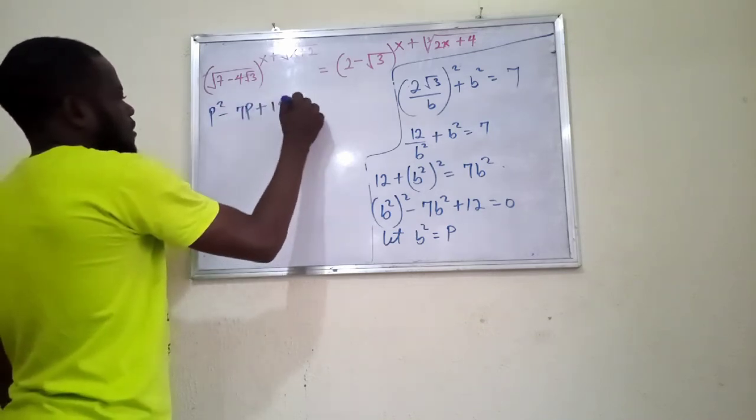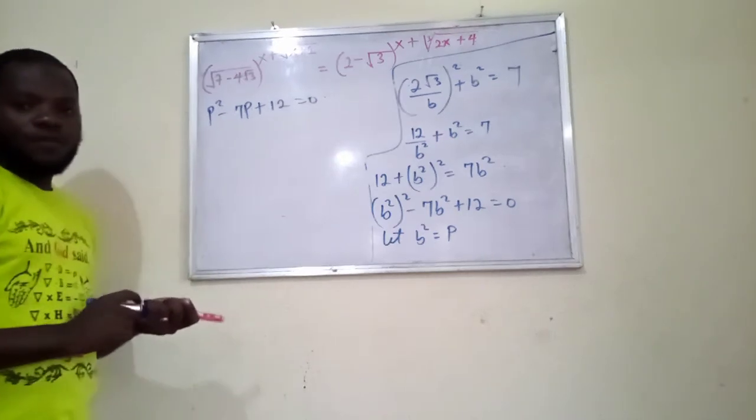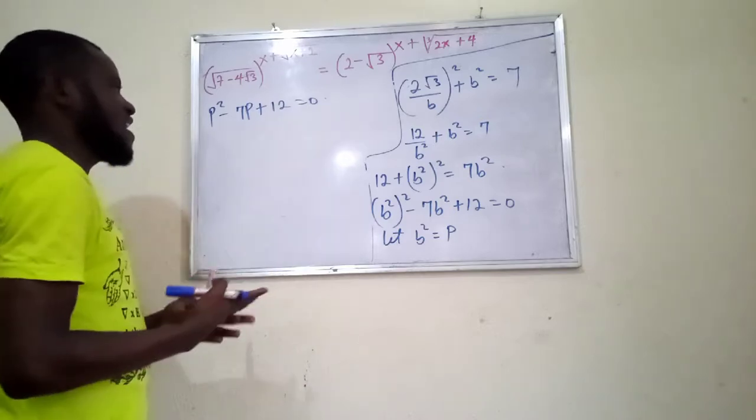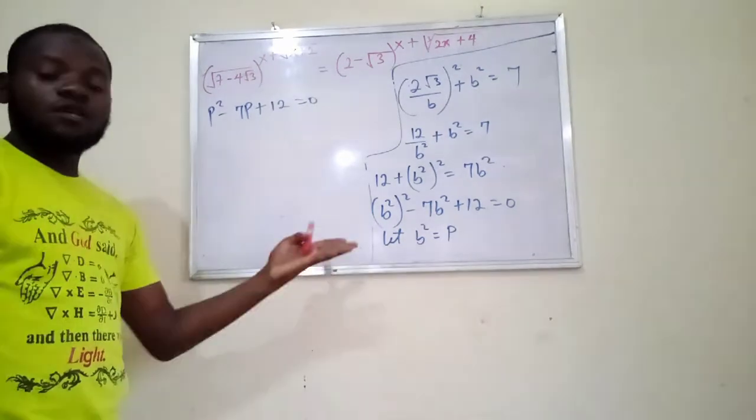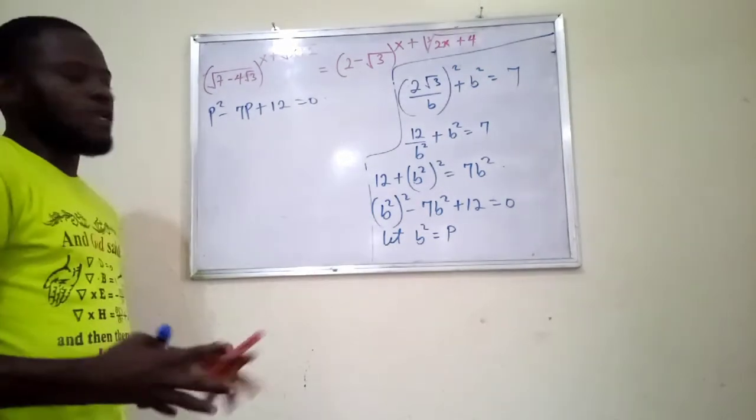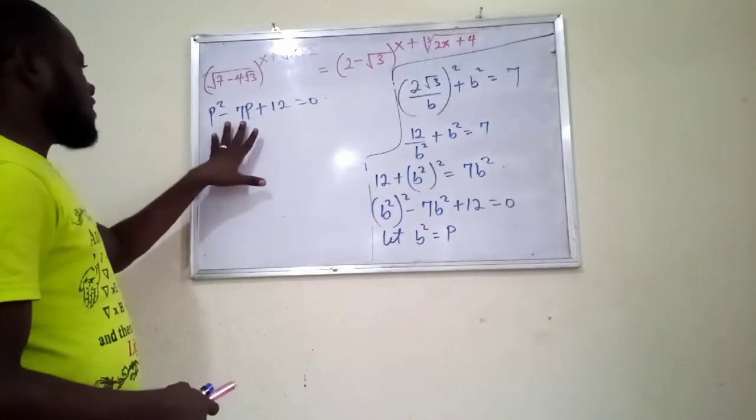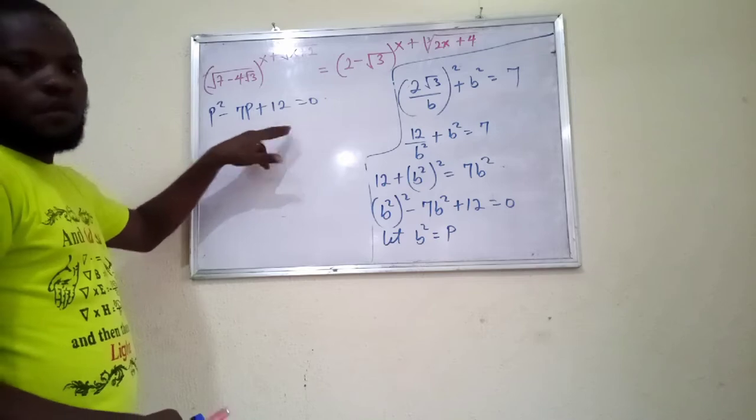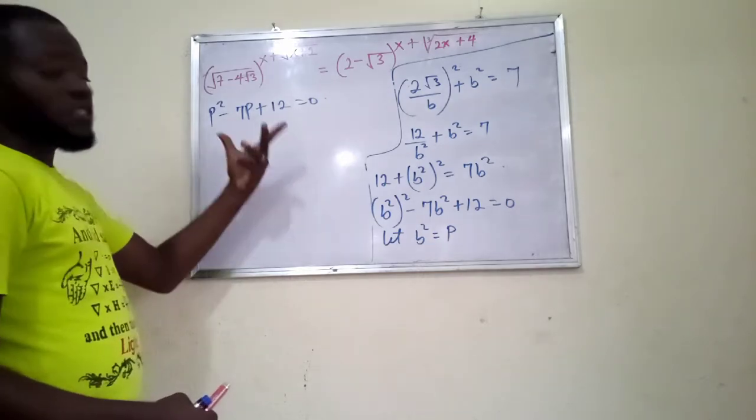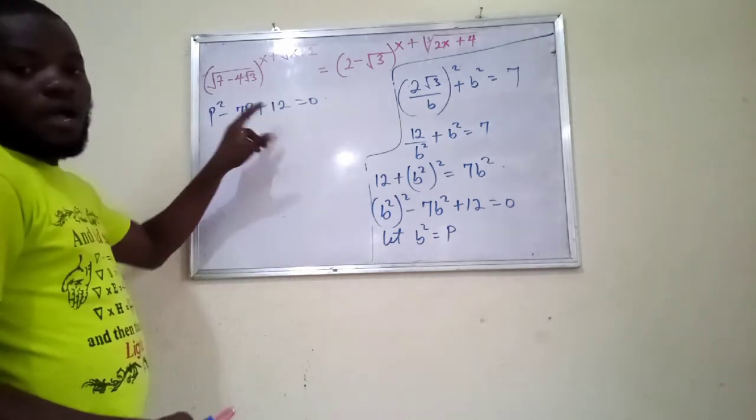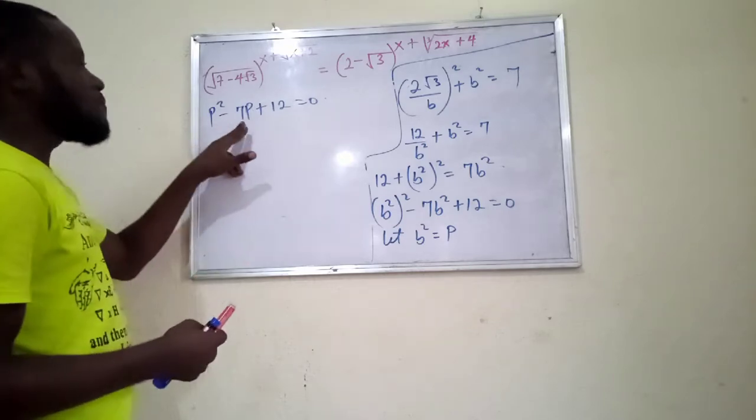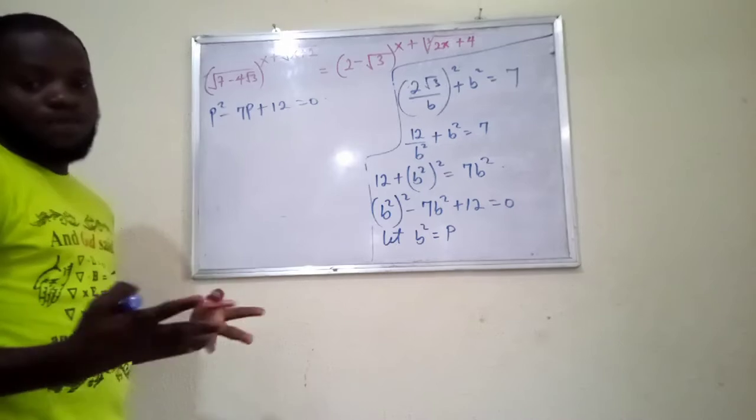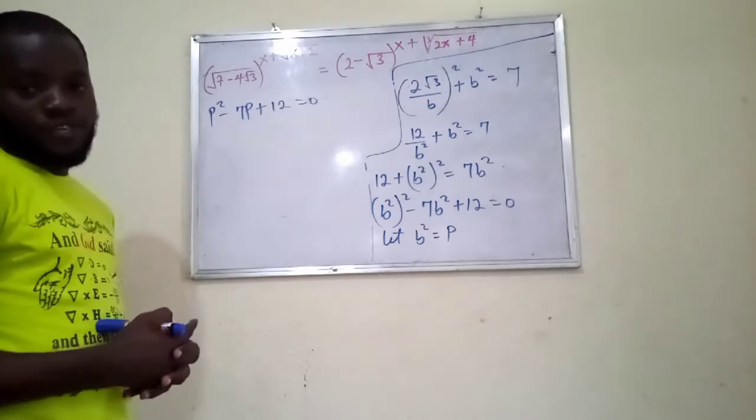plus 12 equals 0. Now you check, is this equation factorizable? If yes, then we go on. Otherwise, we make use of the quadratic formula. I need two numbers that when I multiply them together I get 12, and when I add them together I get minus 7p. Those two numbers should be minus 3p and minus 4p.